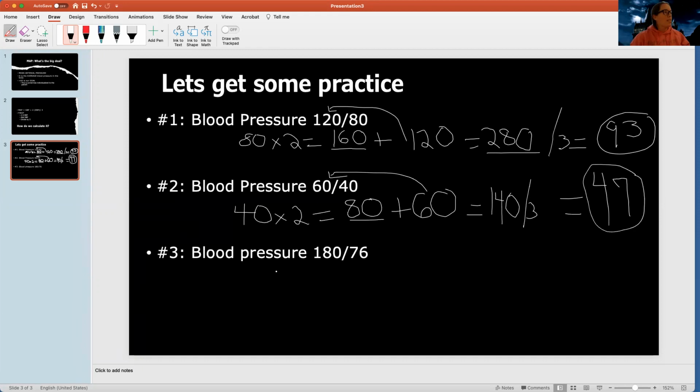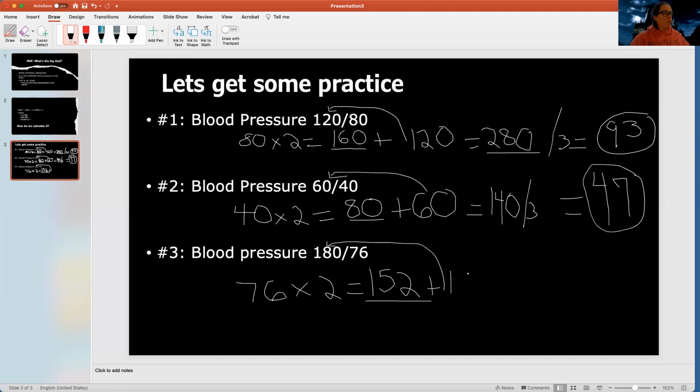Last but not least, let's see what someone's MAP is when it's maybe on the higher side. So we start out with our bottom number, 76 times 2. So 76 times 2 equals 152. And hopefully I would assume your professors would give you an even number where you won't have to worry about rounding. But if you're not sure about rounding, you can always ask them.